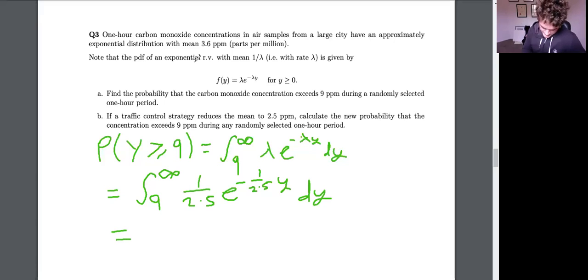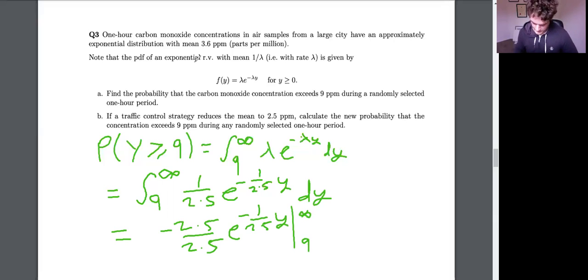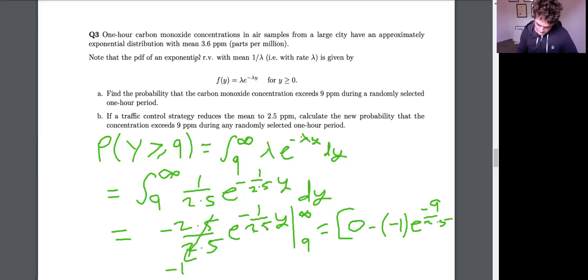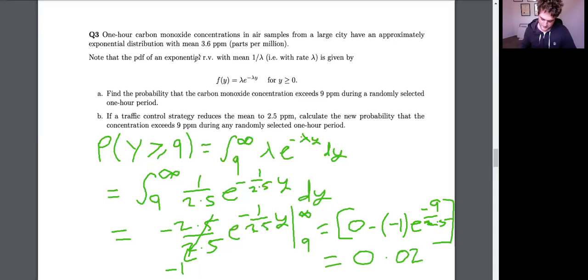Integrating this, we'll get negative 2.5 over 2.5 e to the negative 1 over 2.5 Y, evaluated at 9 and at infinity. Remember that as Y tends to infinity, this exponential with a negative rate is going to tend to 0. And so the first term will be 0. And then take away the coefficient at the front, which is actually just going to be negative 1, and then e to the negative 9 over 2.5. And if we go away and compute that, we should get 0.0273.